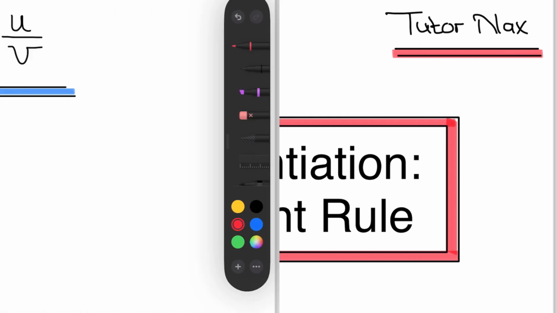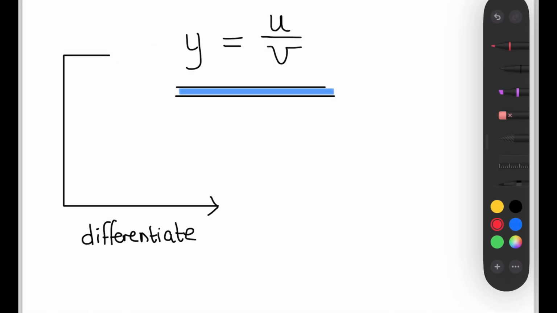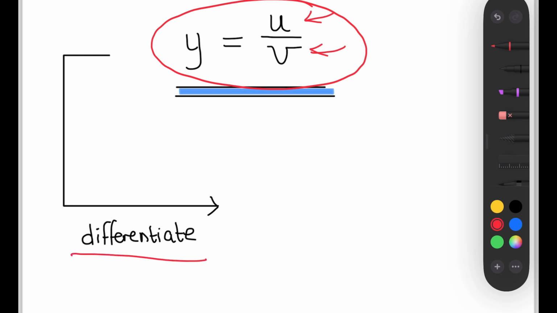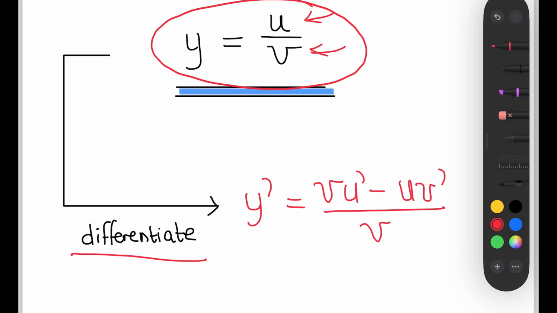Let's get started. Now this rule is important when you're differentiating a function that is a fraction. Essentially, it's when you have one function divided by another, as you can see here, where y is equal to u over v. And once we differentiate it, we will get y prime is equal to v times u prime minus u times v prime, all divided by v squared. We'll look at some examples to make it crystal clear.